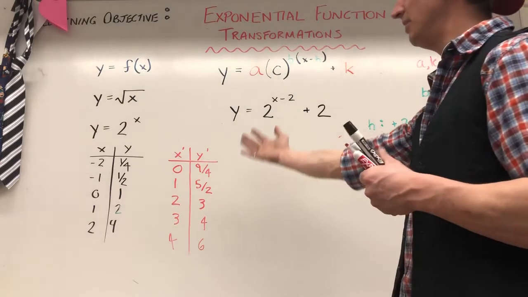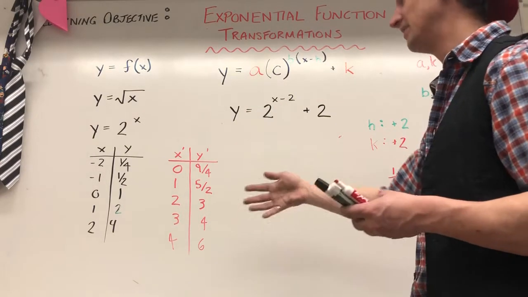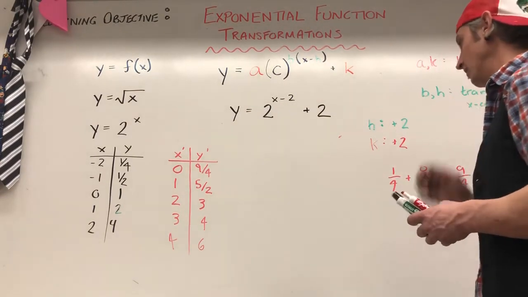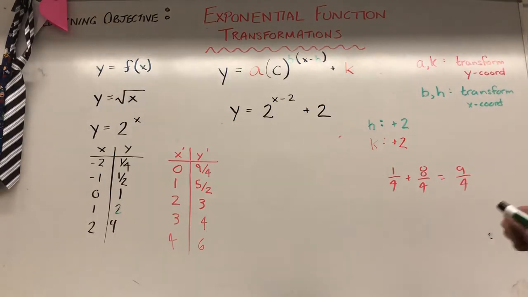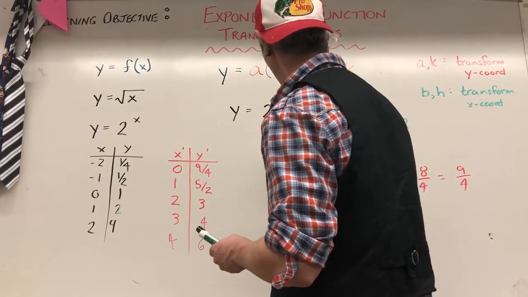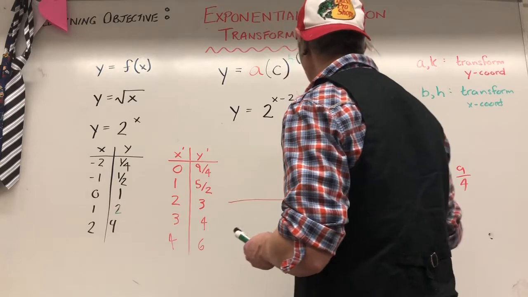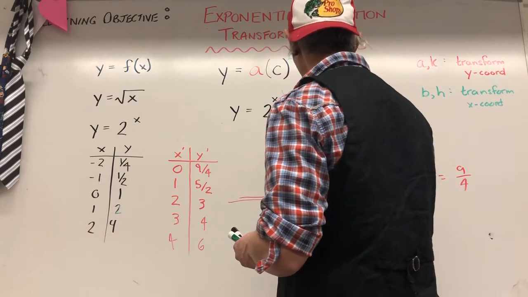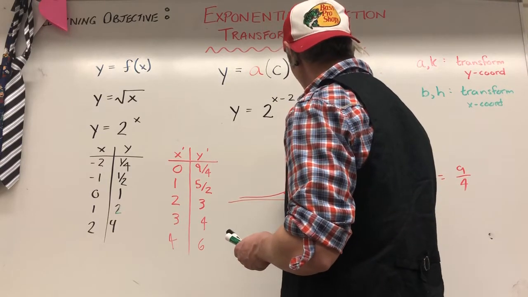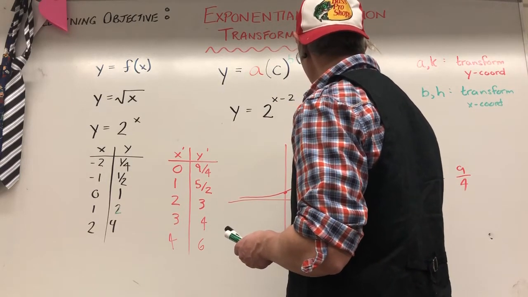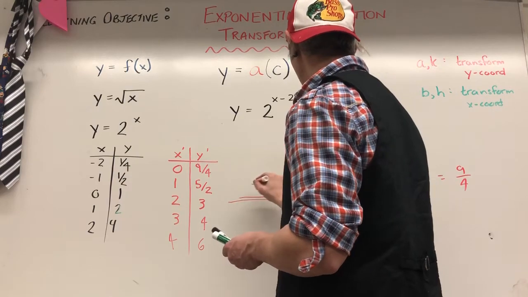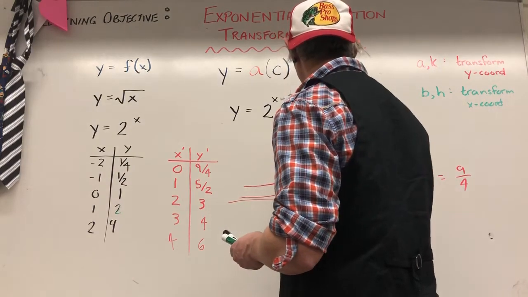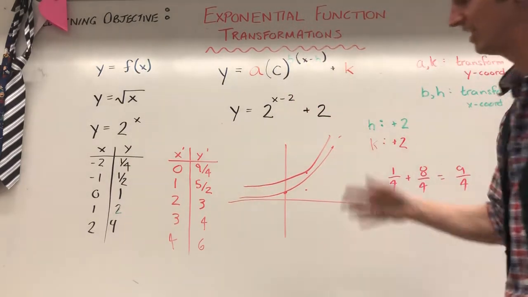And then that's going to be my new function. If I were to plot these, I could get my new function. And all I should expect is that I've taken my baseline function and just shifted it over to the right 2 and up 2. So if it looked like this originally, I'm going to take this point, move it over 2, and then up 2. And then that should represent kind of what my transformation looks like, ish.